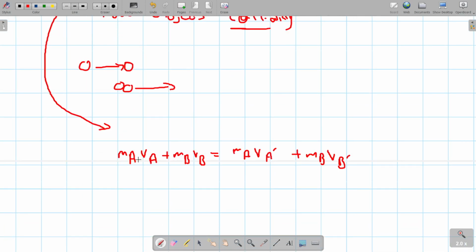When I say MAVA, that means the momentum, because you know P equals MV, right? And when I say MAVA, this is the momentum of object A. When I say A, it means object A. So when I say mass of A times velocity of A, I'm talking about the momentum of A. And when I say mass of B times velocity of B, I'm talking about the momentum of B. Because the momentum of B equals the mass of B times the velocity of B.